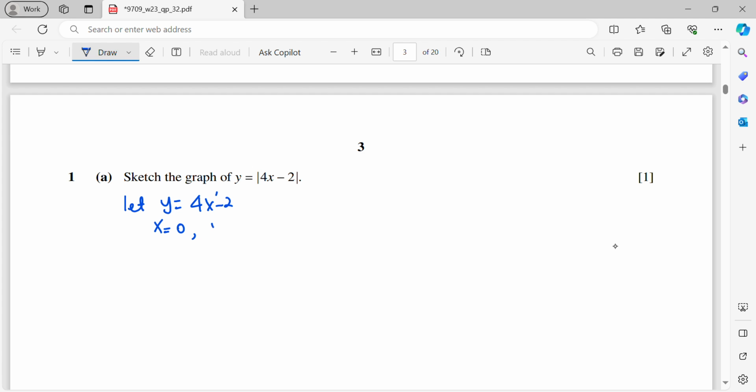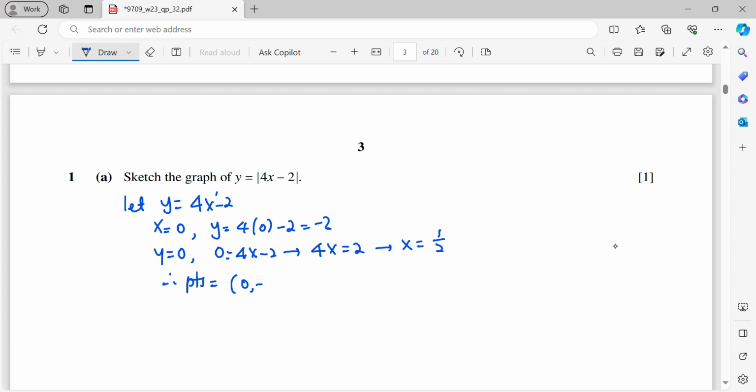When x equals 0, y equals 4 times 0 minus 2, which is minus 2. And then when y equals 0, I will be getting 0 equals 4x minus 2. That means 4x equals 2. Therefore, x is going to be 2 over 4, which is half. From here, I'm getting 2 points. The first point with coordinates (0, -2), and the second point with coordinates (1/2, 0).